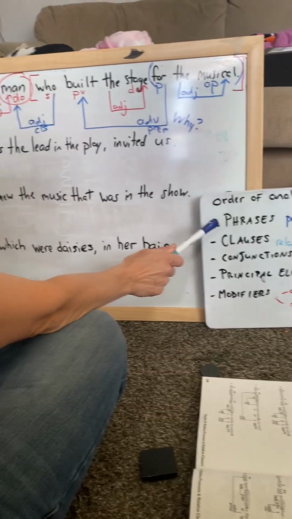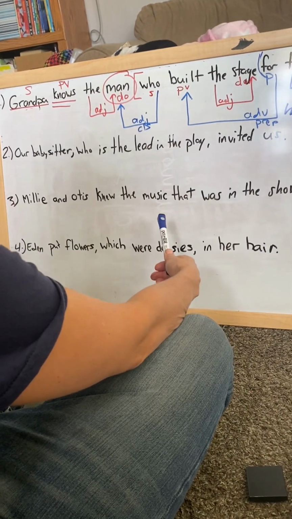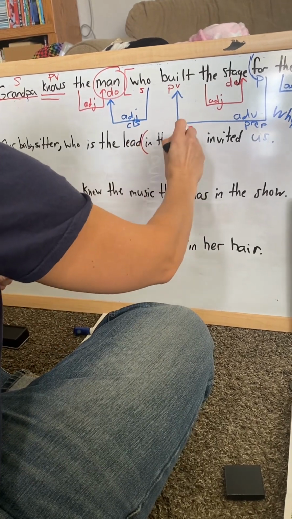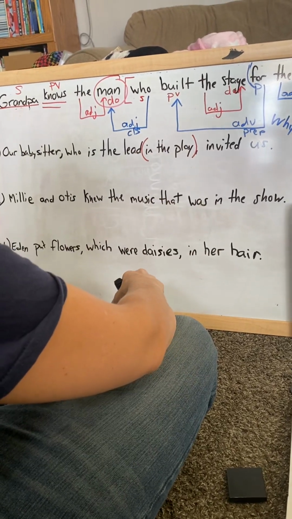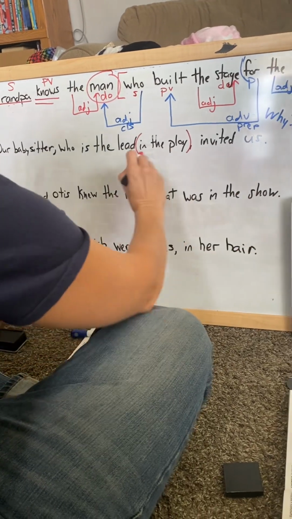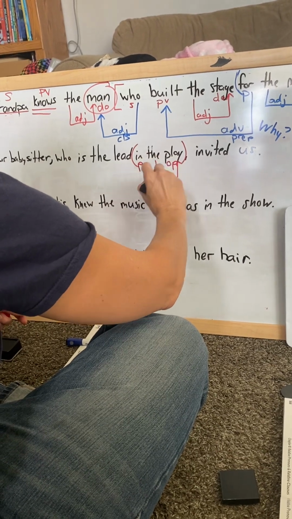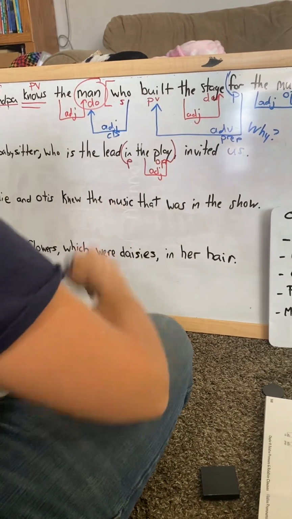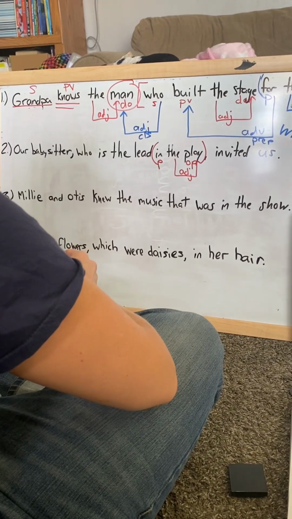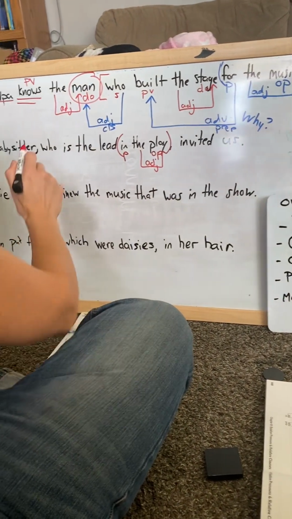Are there any phrases? I see prepositions. I see one. Okay, in the play. Now, this is our preposition, object of the preposition, adjective. This should be just second nature. Now, clauses. We're looking for relative pronouns. And our relative pronoun is who.